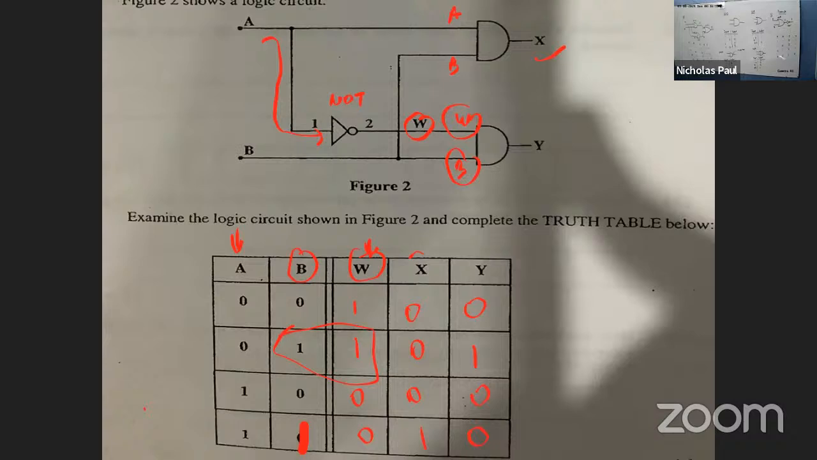Right? These gates have applications. Sometimes this gate might be connected to an alarm, and then A and B are conditions to turn on the alarm.